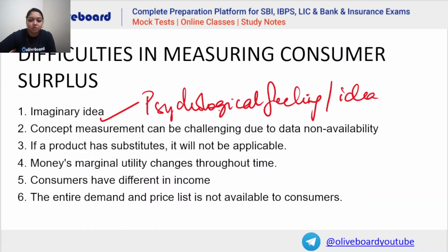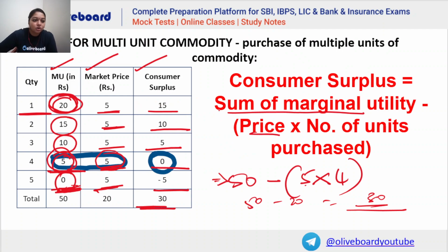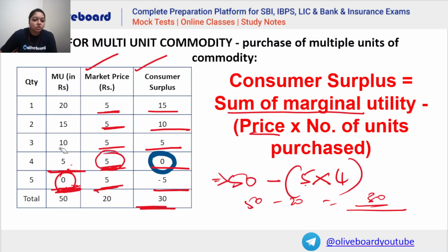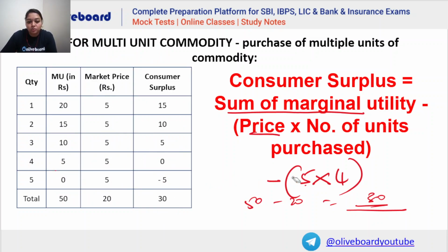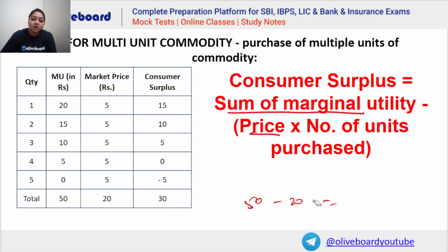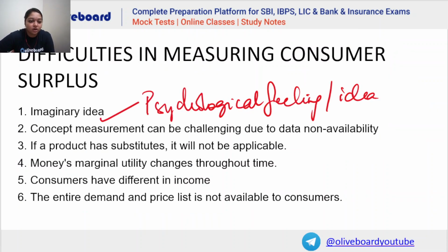Then the concept of measurement can be challenging due to data non-availability. This is, I think, very obvious. If you see here, look at how much data we have. We have quantity, we have marginal utility in price, we have market price, then we calculate consumer surplus. Do you think a consumer has all this data when he goes to buy a product? Of course not, right? So it's very difficult to get all this data. That is one more difficulty.